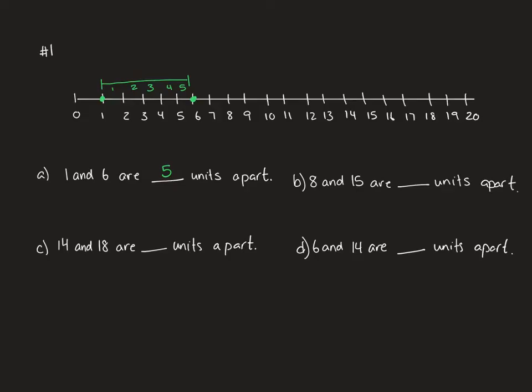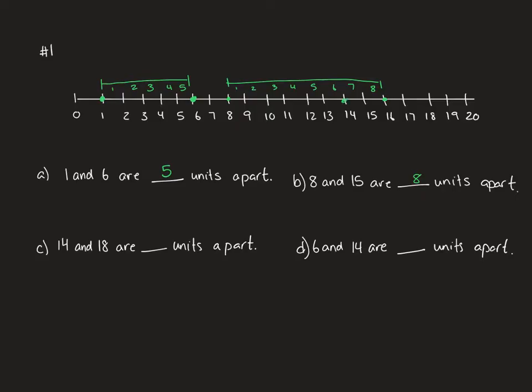I can do the same thing with 8 and 15. So here's 8, and here's 15, and the distance between is 1, 2, 3, 4, 5, 6, 7, 8. So they are 8 units apart.